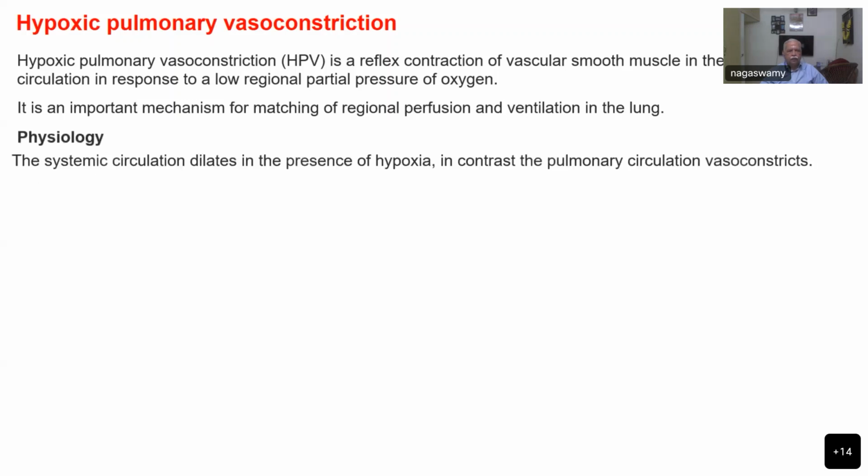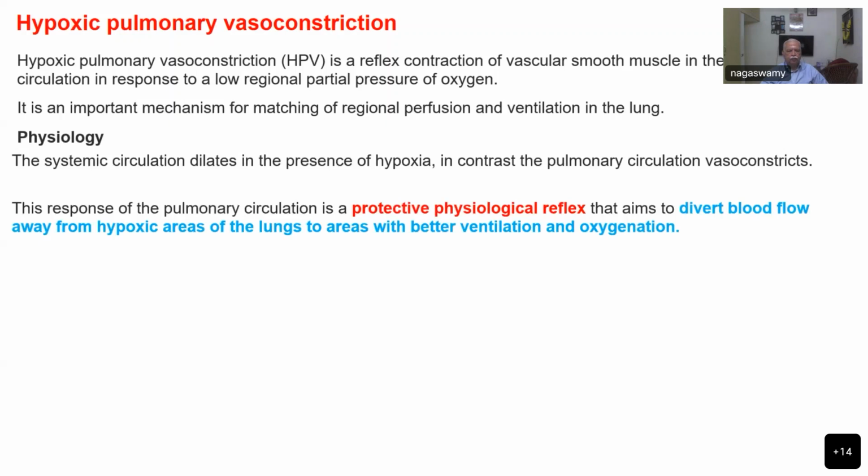Now, systemic circulation dilates when there is a hypoxia, whereas pulmonary circulation constricts when there is a hypoxia in the alveoli. Again and again, I am repeating that so that you can remember where exactly the hypoxia is there. So the response of pulmonary circulation is a protective physiological reflex that aims to divert blood flow away from the hypoxic areas of the lung to areas which are better ventilated and where oxygenation is taking place.